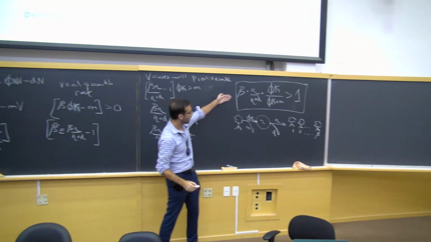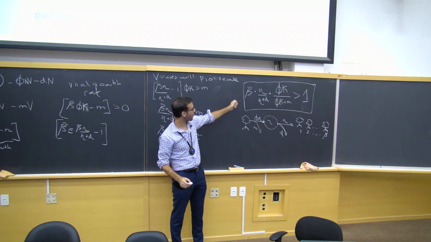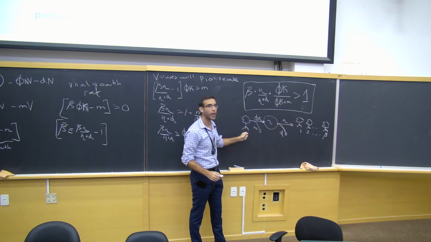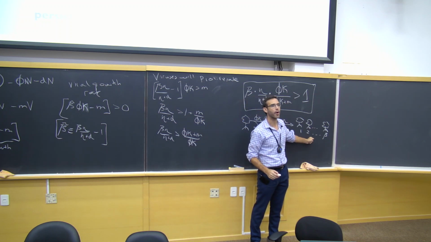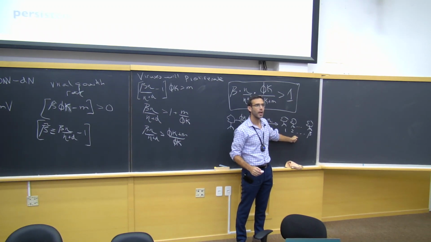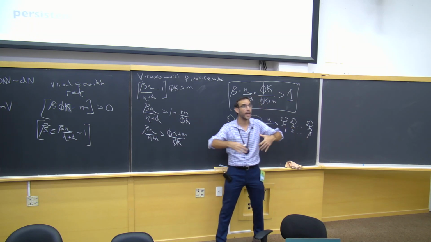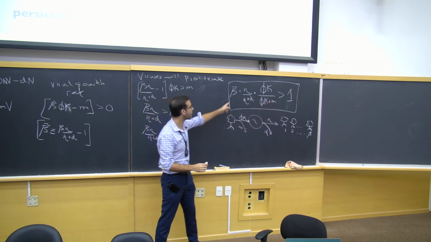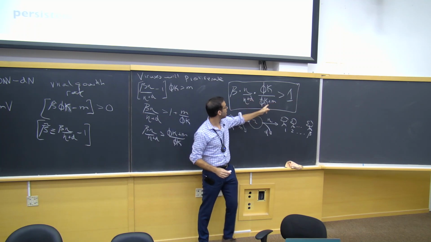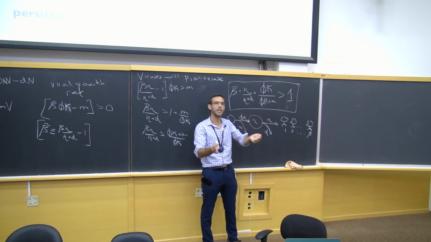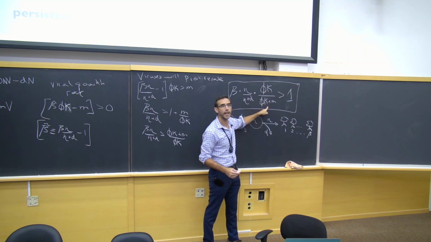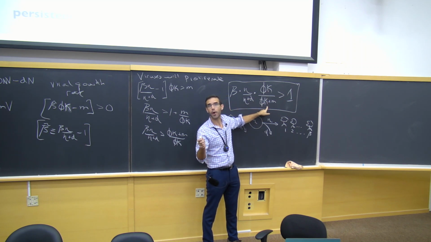And I claim that this condition is asking whether or not, once you go through this process, if you start with one virus, on average, do you end up with more than one virus particle? If that's true, that'll be true for the progeny, and then you'll get exponential proliferation. So what are the meanings of each one of these terms? If I have two rates, the probability of one process happening is just the ratio of that rate divided by the sum of the rates. So phi k over phi k plus m is the probability that the virus particle infects a host cell before it decays.